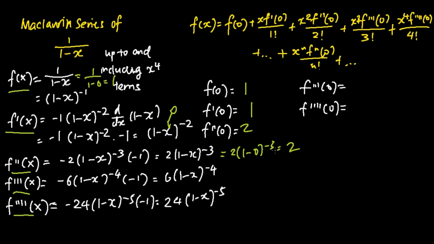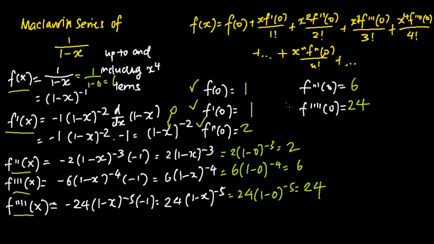To find f'''(0), we substitute x equals 0 into f'''(x). So this is equal to 6 times (1 minus 0) to the power of negative 4. And this is equal to just 6. And last but not least, to find f⁽⁴⁾(0), we substitute x equals 0 into f⁽⁴⁾(x). We get 24 times (1 minus 0) to the power of negative 5. We get 24.